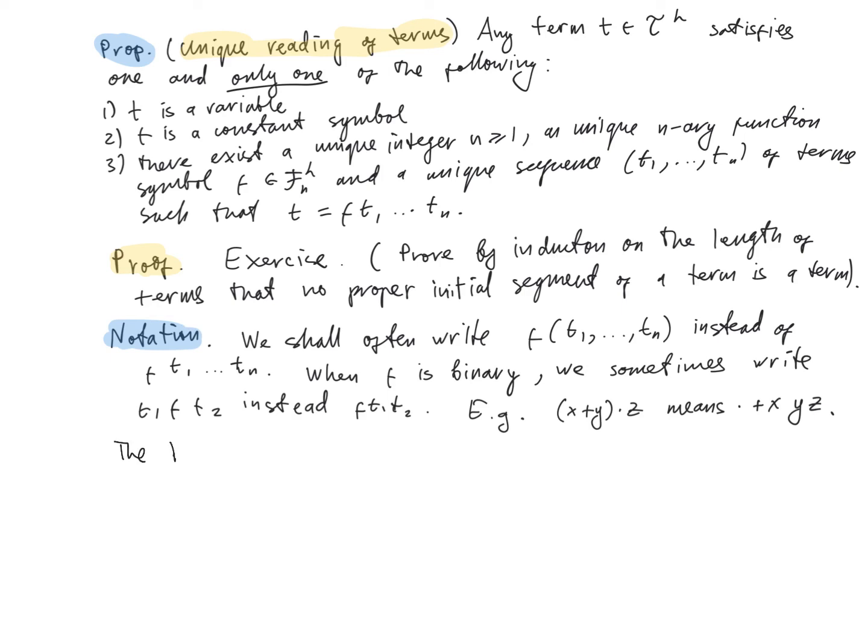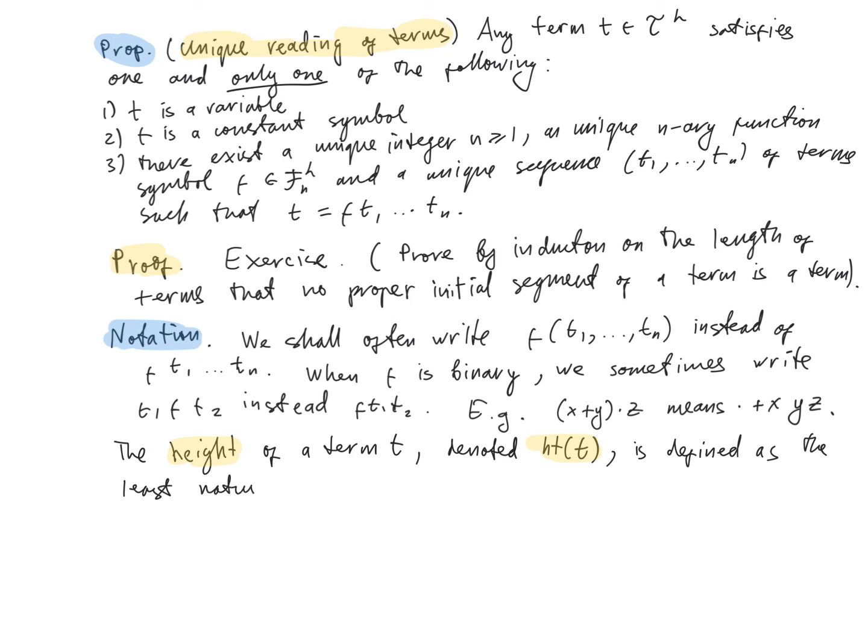Now, the height of a term t, denoted as ht of t, is defined as the least natural number k such that t belongs to the set T_L,k. So it can be obtained from the constants and the variables in k steps using the inductive procedure that we described earlier.